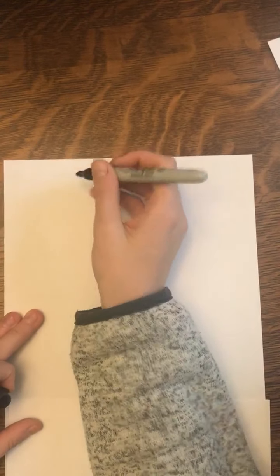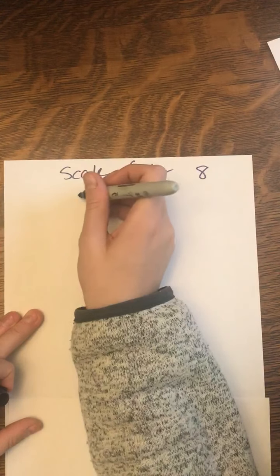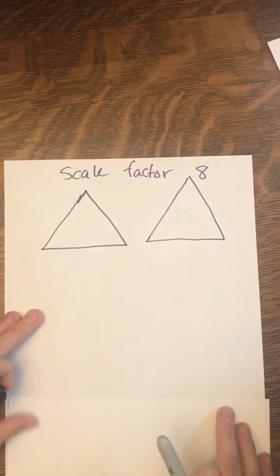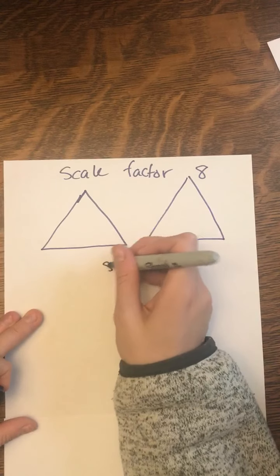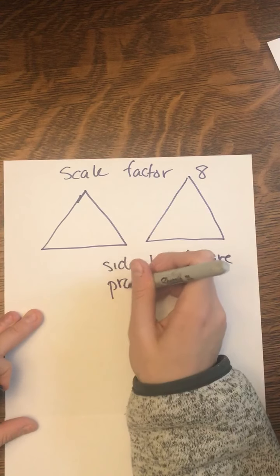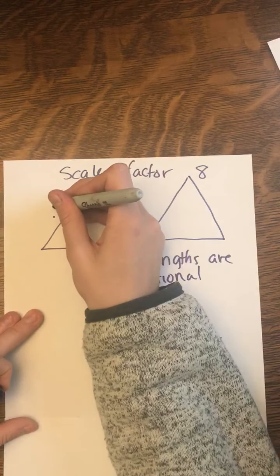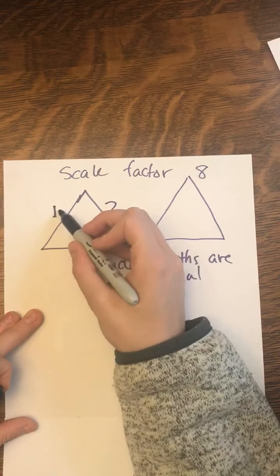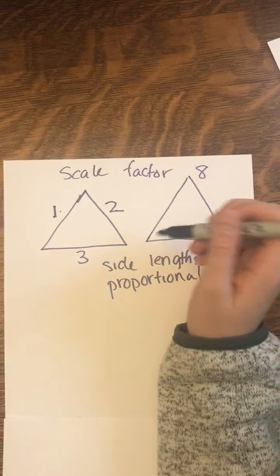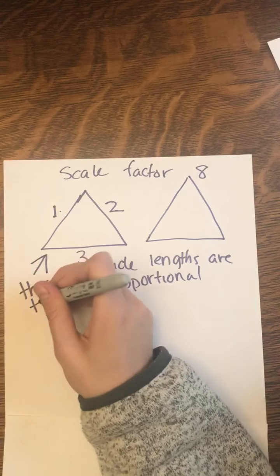So let's see. If I'm given that the scale factor is 8, and I'm given this triangle, and that this triangle and this triangle are similar, that means their side lengths are proportional. And if the scale factor is 8, I can multiply these lengths to get these lengths. If I know that this side length is 2, this side length is 1, this side length is 2, this side length is 3, I could find out what all of these side lengths are, because I know that these triangles are similar.